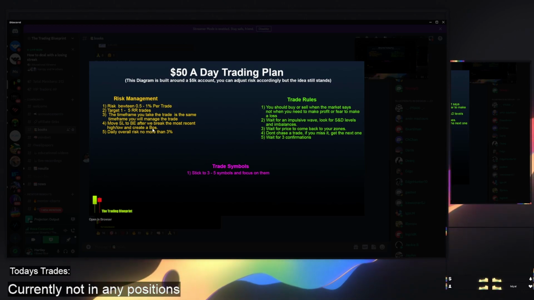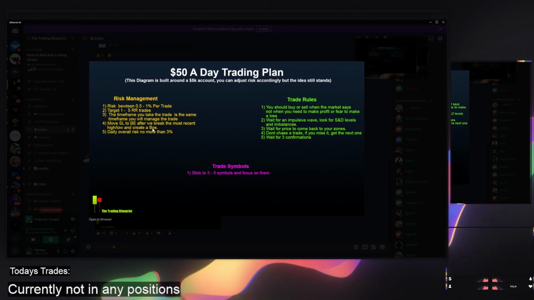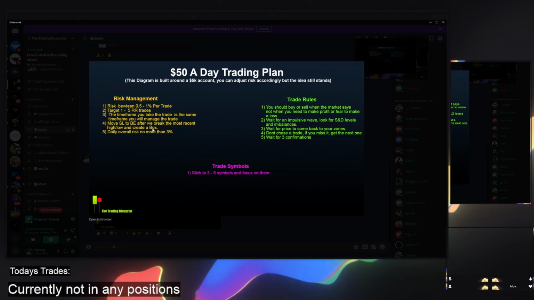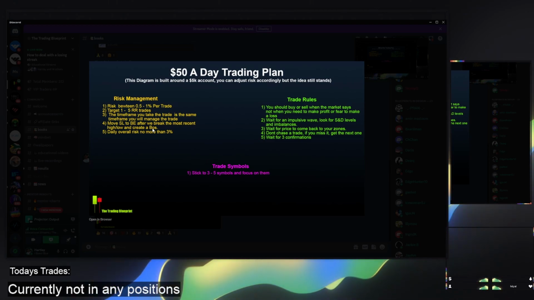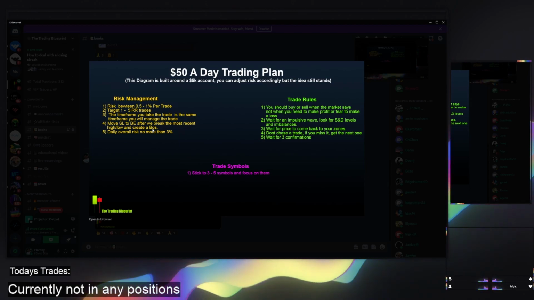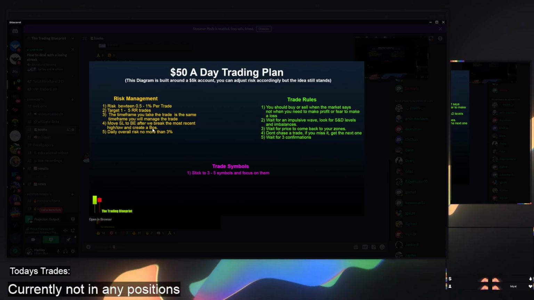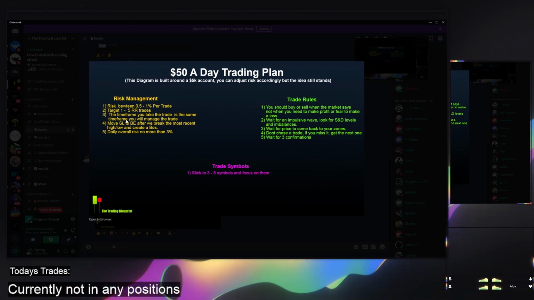For the guys that don't know what a break of structure is, it's essentially when the market continues to make lows or continues to make highs in an already trending market. So if the market's moving up and it breaks another high, it's a break of structure. Or if the market's moving down and it breaks another low, it's a break of structure, because the market's continuing the trend in the direction that it was going in.